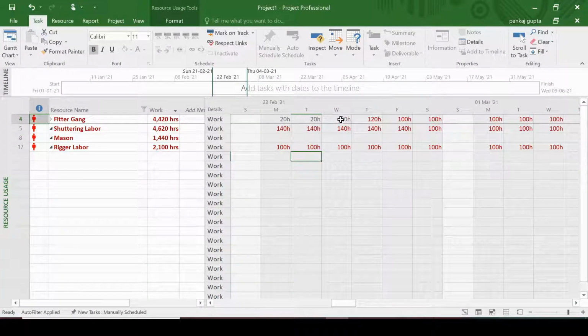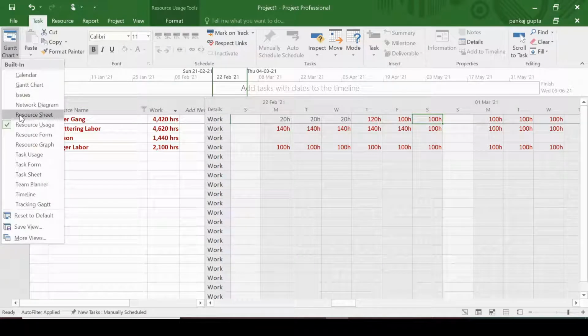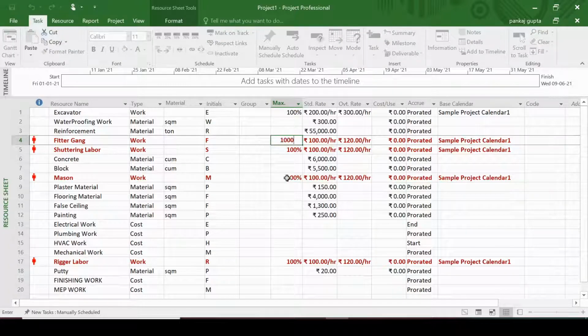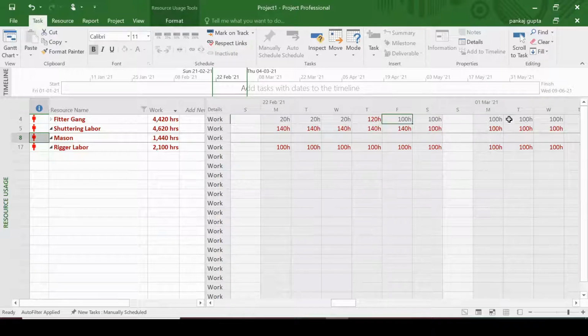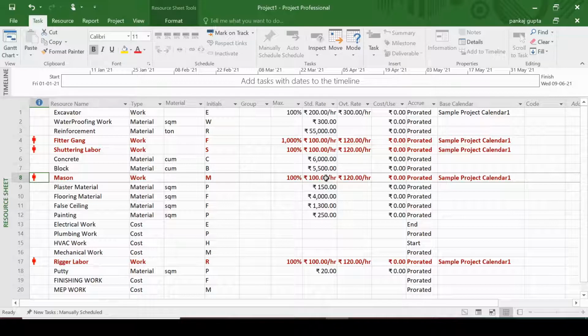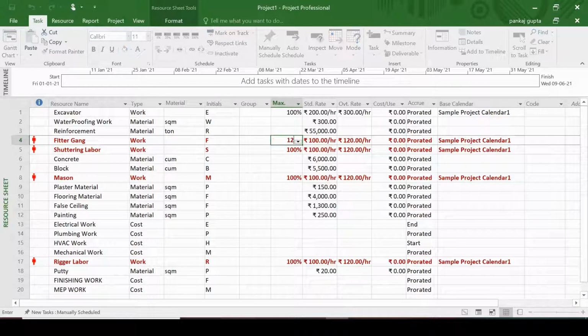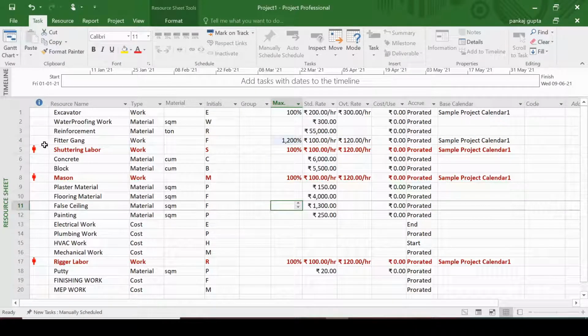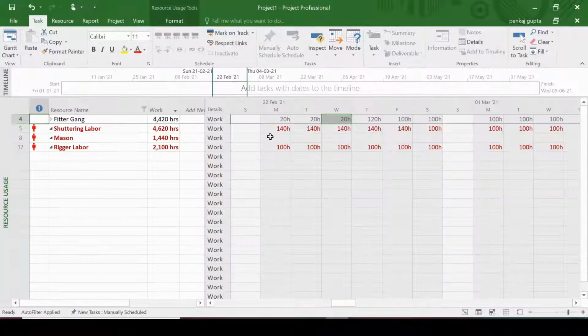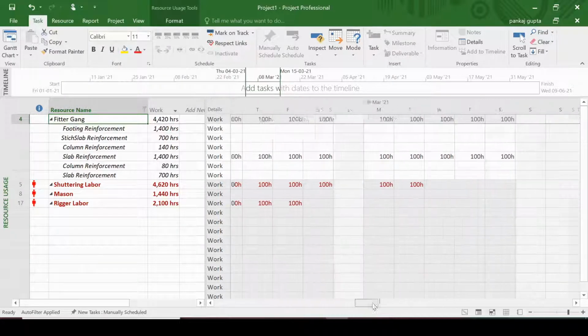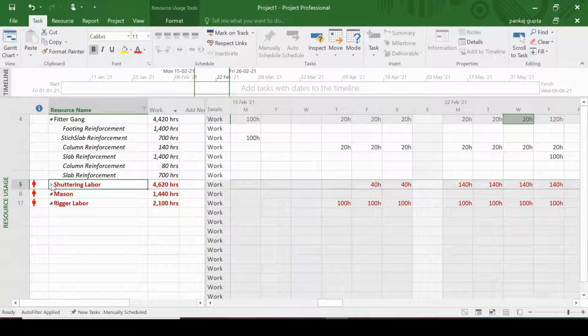Now if we see fitter gang, the maximum usage is 120 hours in a day. That means instead of 100% we require 1200% to prevent this over allocation. Still 120 hour is red in color. So we require 120 fitters in a day. So we have to increase the percentage to 1200. As soon as we do that, the over allocation will be removed. Now if we see the fitter gang, there will be no over allocation of this particular resource.